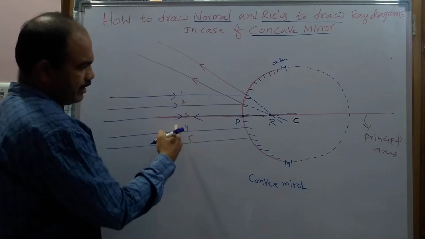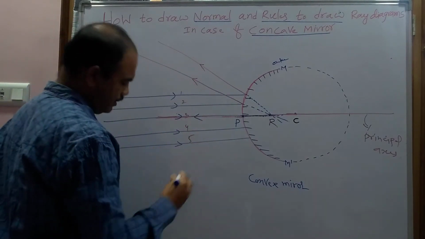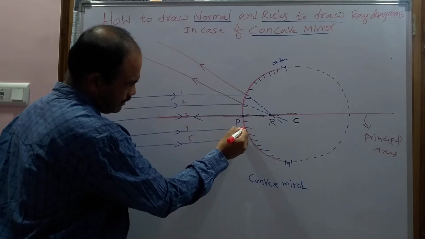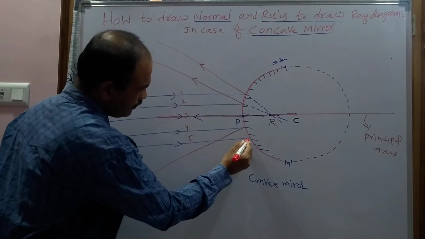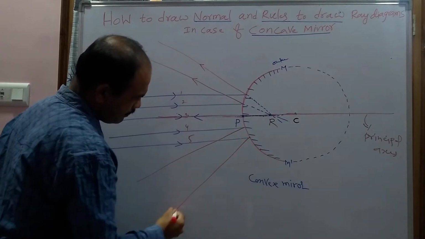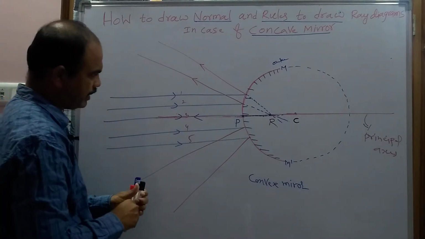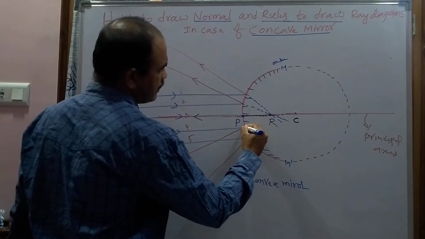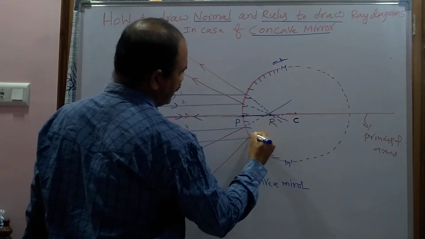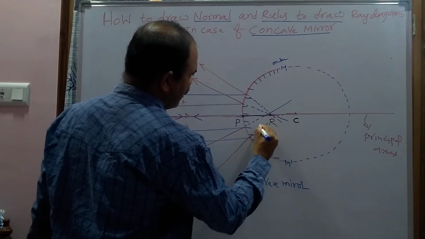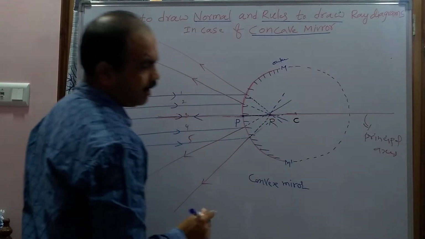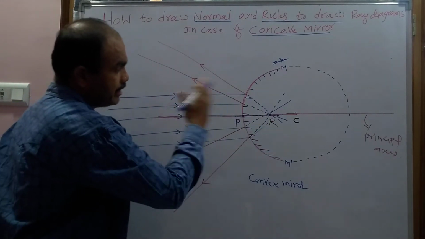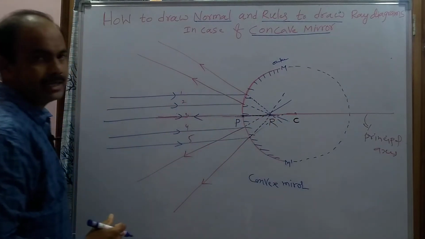In the same way, when I draw the reflected rays for 4 and 5, they are like this. How to draw them, later we will discuss. These are the reflected rays. When I extend them back, all the reflected rays are extended back. What is happening? They appear to meet. They don't really meet, because they are extended back.